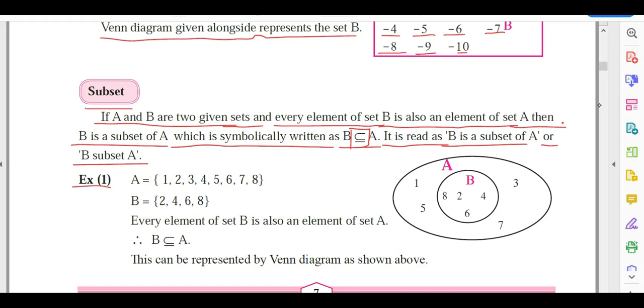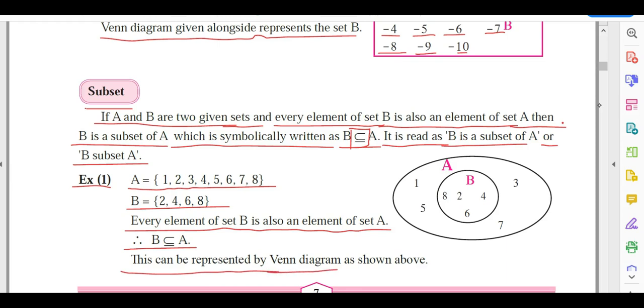Now here A = {1, 2, 3, 4, 5, 6, 7, 8}, and B contains 2, 4, 6, 8. That is, every element of the set B is also an element of the set A. B is a subset of A. This can be represented by the Venn diagram as shown above. आतल्या फिगर मध्ये B घेतलेला आहे आणि बाहेर A घेतलेला आहे. Therefore, B is a subset of A.